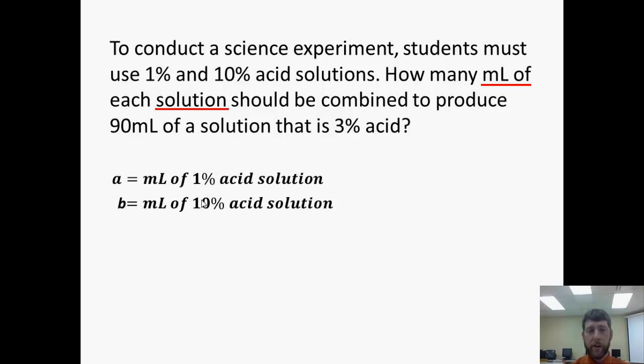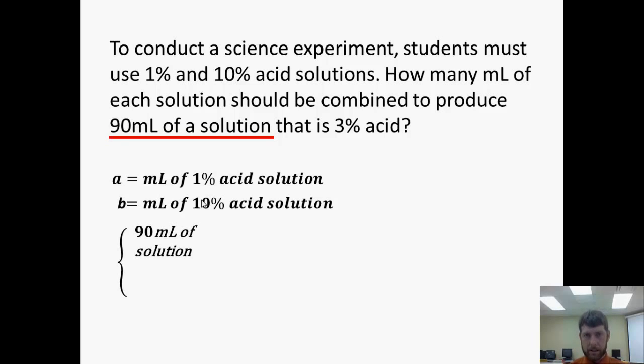All right, so we've identified the variables, being very specific to units. Take the time, write it out as far as what your units are, because the units will do the work for you. Now let's start building our equations. So we need a total. First total I see is 90 milliliters of solution. It doesn't say 90 milliliters of acid. It's 90 milliliters of solution.